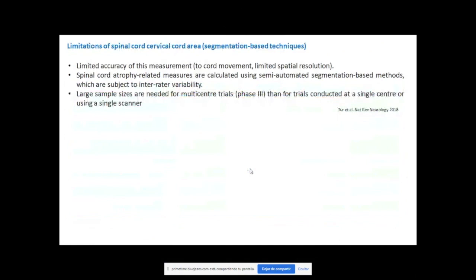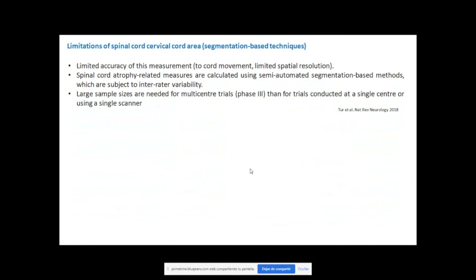Another problem, and this has been nicely described in a paper published a couple of years ago, is that spinal cord measures are based on segmentation-based techniques that are probably not the best tools to assess longitudinal changes. Also, remember that the spinal cord is a small structure.